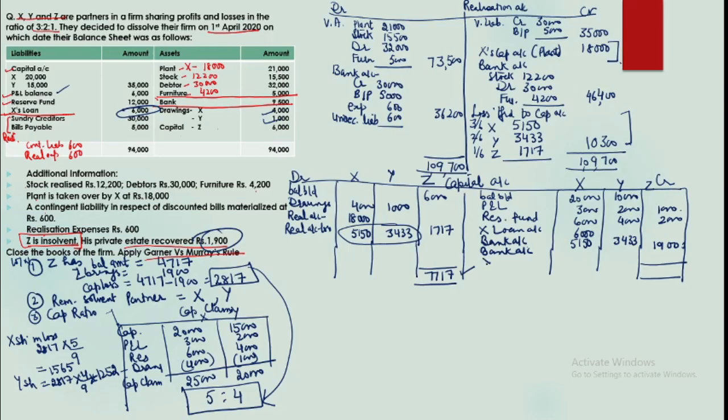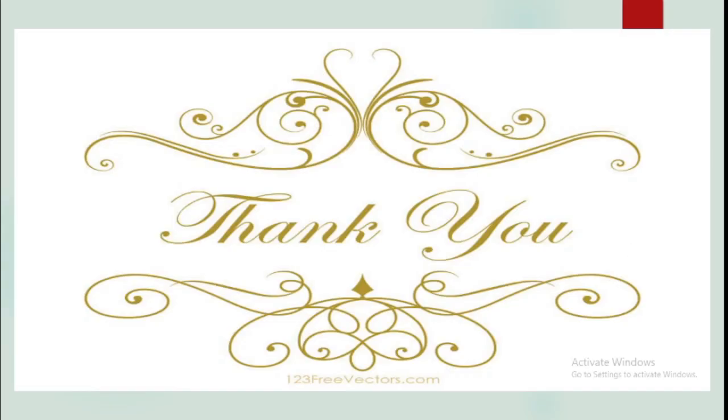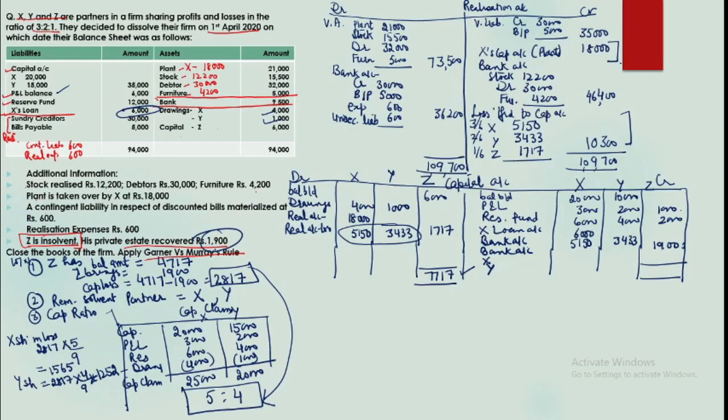Remaining loss will be taken up by X and Y. So how much are they taking? X is getting 1565. So X is to bear this much loss and Y is to bear 1252. Alright, so this loss is borne by X and Y. So in X and Y's capital account, this loss will be debited. Okay, so Z's capital account. Okay, so this is how we have worked.